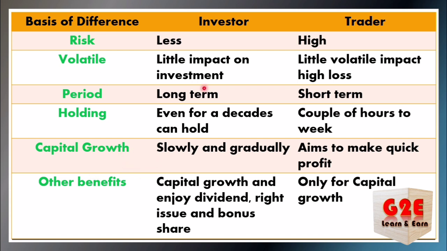Next, capital growth. For an investor, it will increase slowly and gradually, because you are holding for the long term. If the price goes up 15% today, but you think it will go up further, you don't sell, you hold. The next day it may come down 5%, or fall 10%. The price movement will gradually increase as well as decrease. So the growth of capital will slowly and gradually increase. But a trader aims to make quick profit.